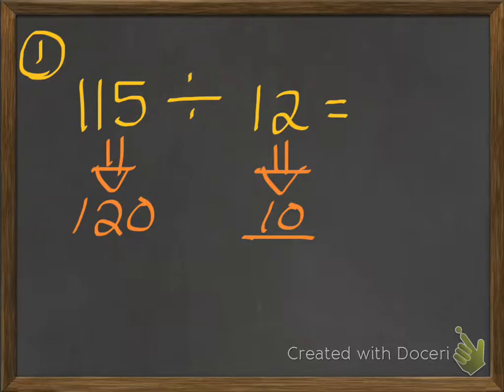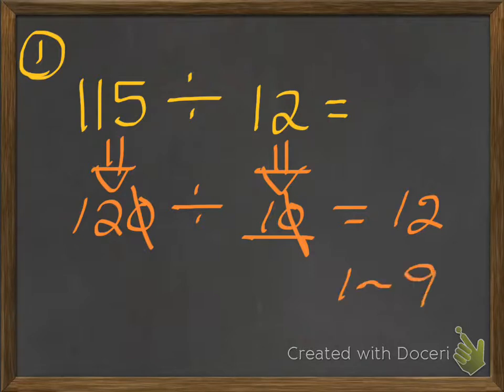Okay, so 120 divided by 10 is close to 115 divided by 12. So 120 divided by 10, I'll take off those zeros, and then I have 12 divided by 1. Well, that's going to equal 12. Remember today I said all the answers are going to be a single digit, 1 to 9. 12 is not a single digit. So now I'm kind of wondering, maybe that was not a good estimation for me.